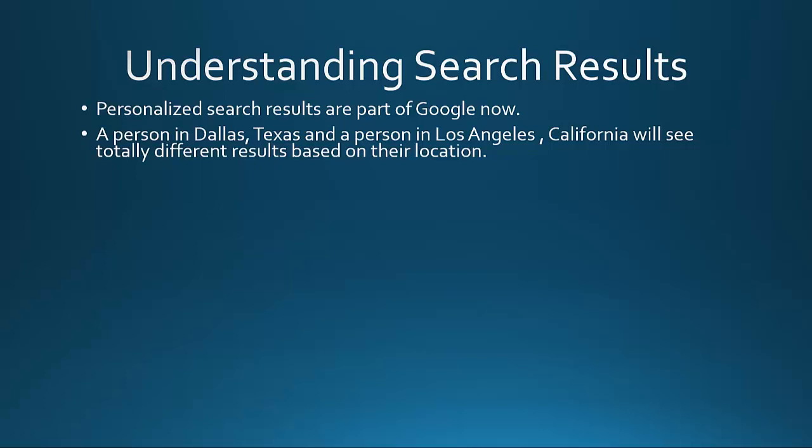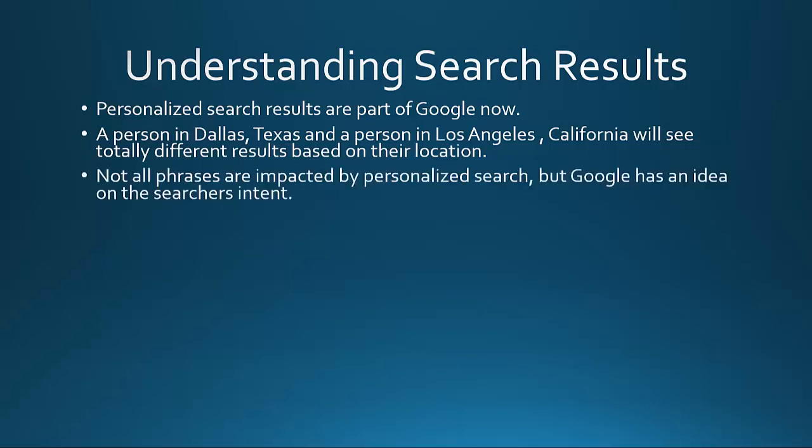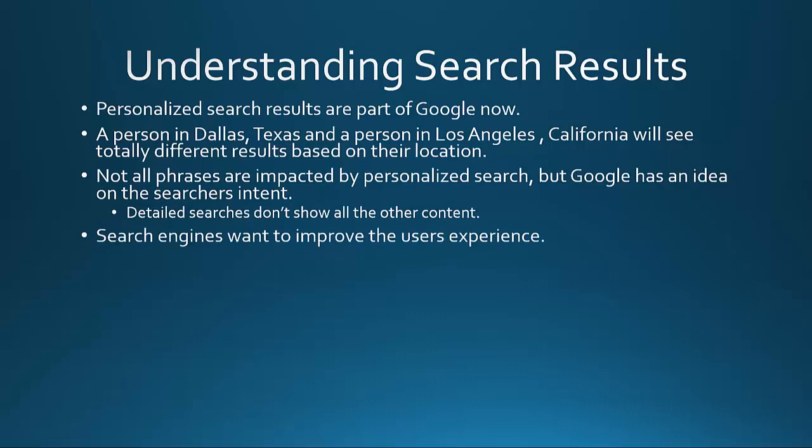So that's something to keep in mind and understand as you do SEO, that there are certain results that are going to vary. Sometimes, like the main organic results, the non-local ones, those ones pretty much will stay the same, but they may adjust a little bit accordingly. Not all phrases are impacted by personalized search, though, but Google has an idea of the searcher's intent. They've obviously been around long enough to where they know what people intend to look for. Search engines want to improve the user's experience as much as possible, and so therefore they want to show them things that they want.